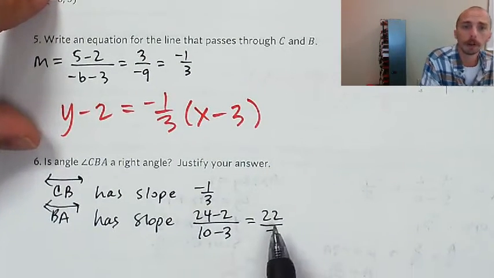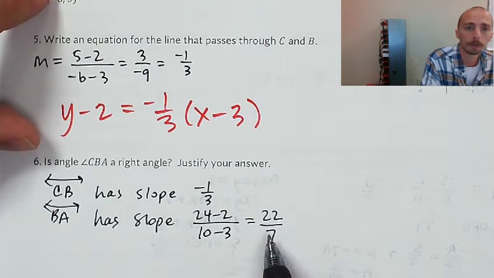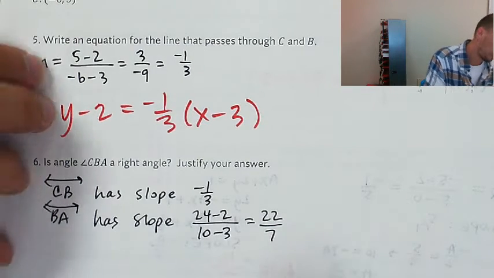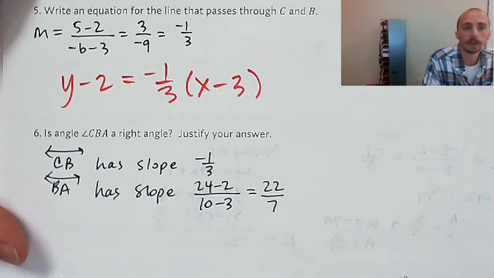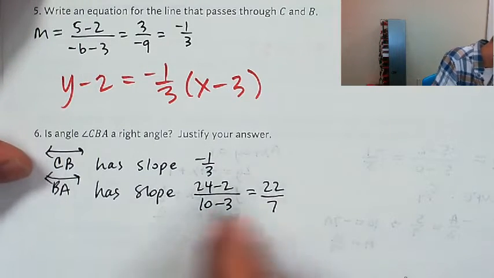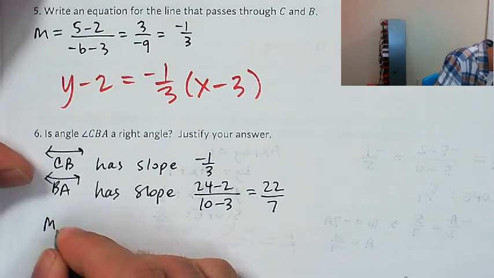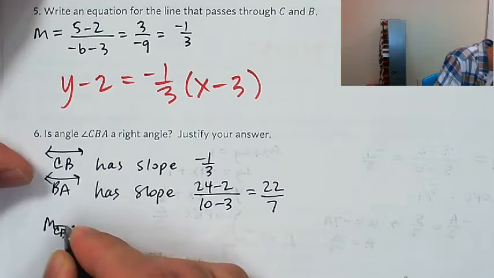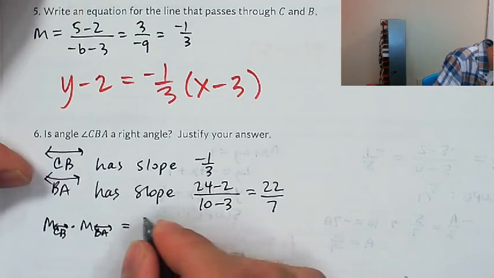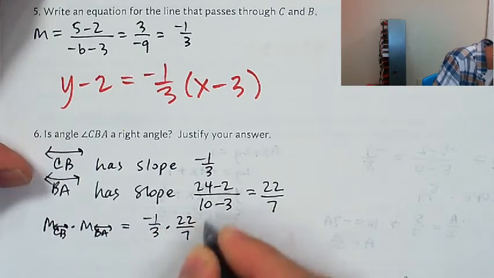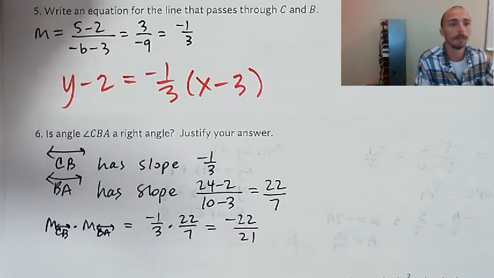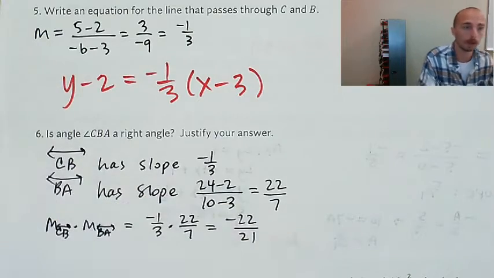Oh, that's actually very close, right? But it would need to be 21 over 7 in order to be perpendicular. Interesting. Okay, so it's only just a little bit too steep. Yeah, so we said that the definition of perpendicular was the slopes multiplying to -1, right? And so the slope for CB multiplied by the slope for BA is going to be -1/3 multiplied by 22 over 7, which is -22 over 21, which is very close to -1, right? But we need that product to be equal to -1.